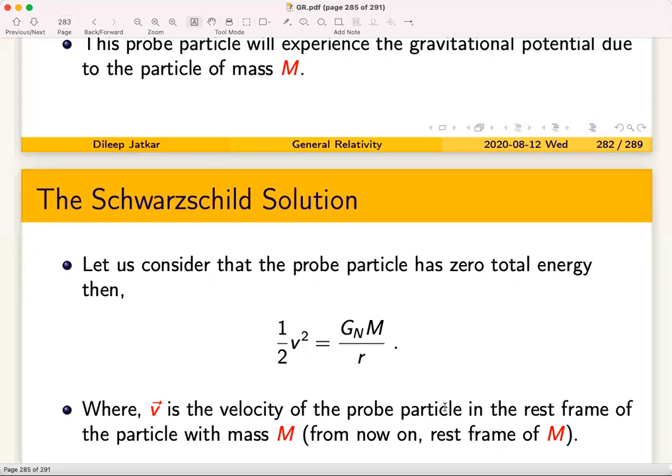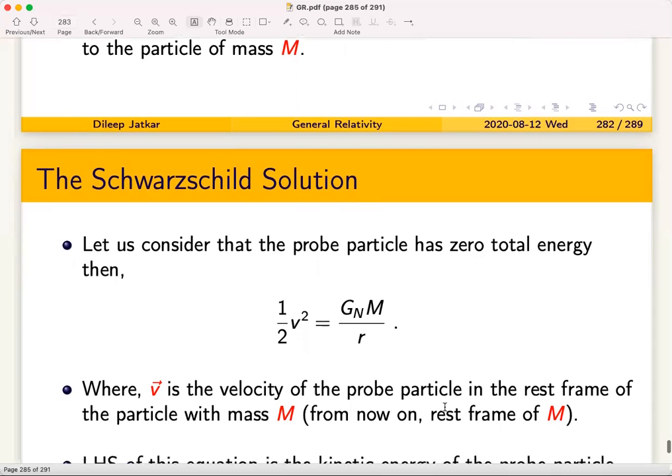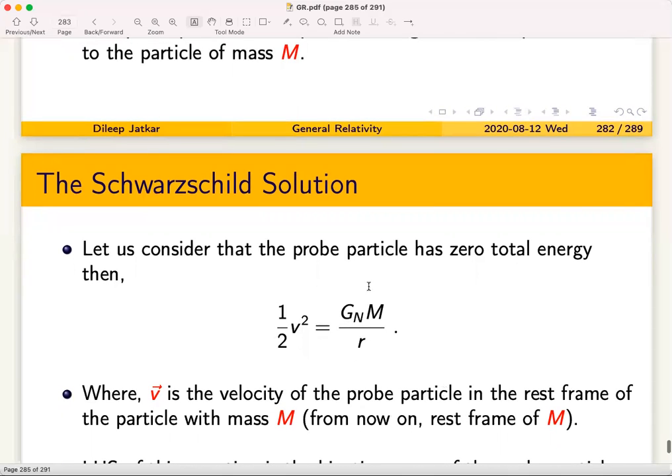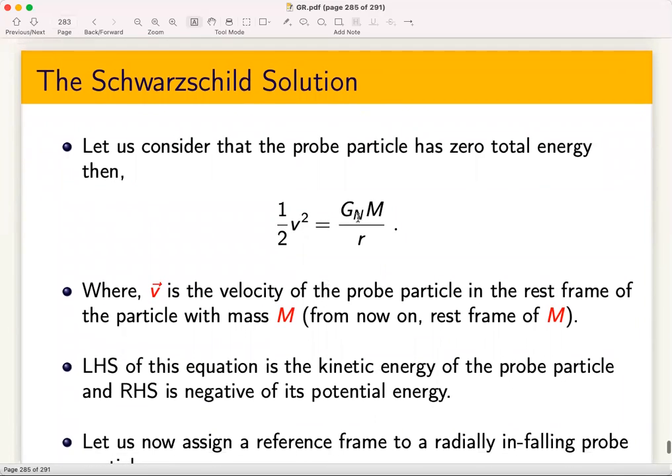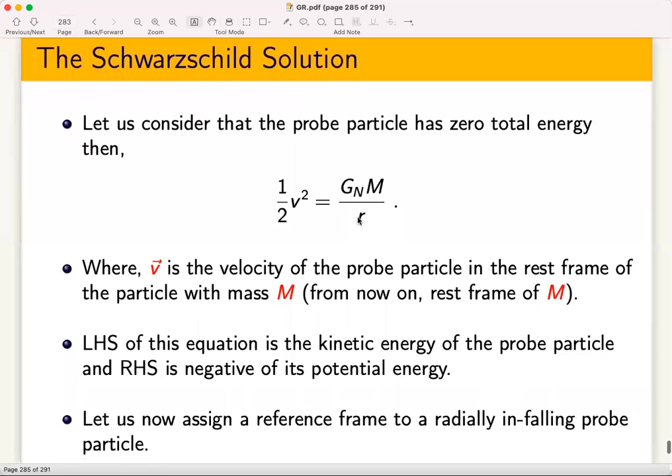This is the velocity of the probe particle in the rest frame of the particle which produces the field, the particle of mass m. So, as I said some time ago, we'll just call it the rest frame of m, which really means the rest frame of the particle of mass m. Now, the left hand side of this is of course kinetic energy, and the right hand side is the negative of the potential energy. This is the non-relativistic Newtonian description of the story. Let's get to the relativistic description.